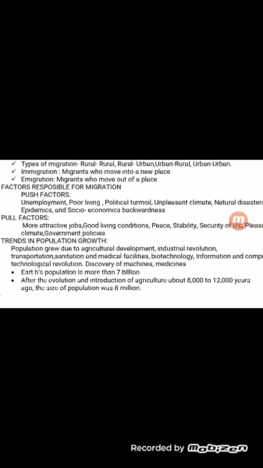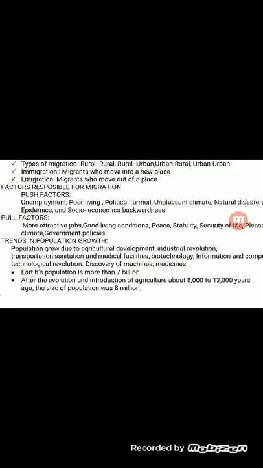Political turmoil, political disturbance, and political instability may also lead to out migration of people. Unpleasant climate. In those places where climate is not favorable, very harsh, or so much rainfall, or extreme temperature, or extreme type of climate is available, people also tend to move out of that place. Natural disasters such as volcanic activity, tsunami, cyclone, earthquake, these are also important push factors. This may lead to out migration of people.